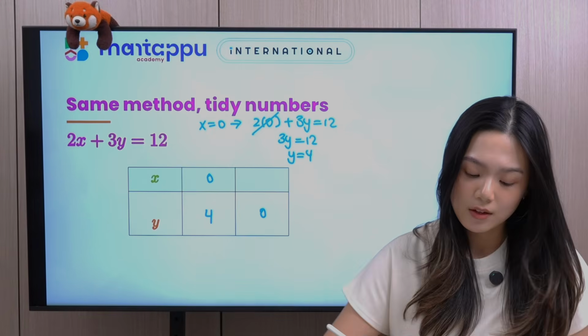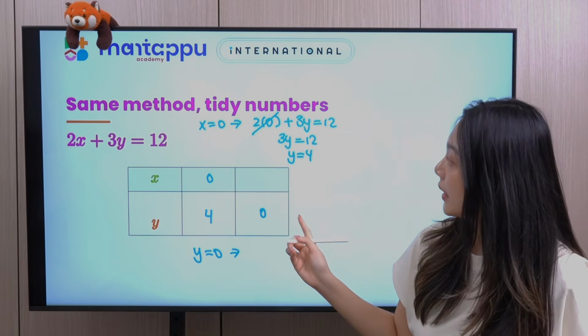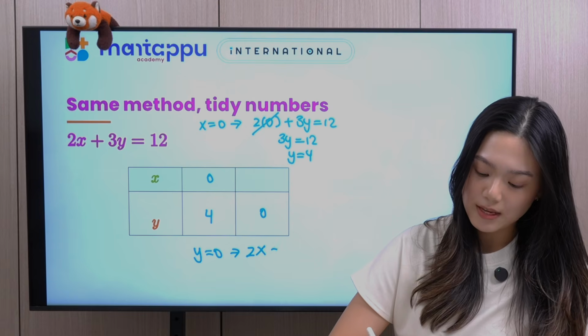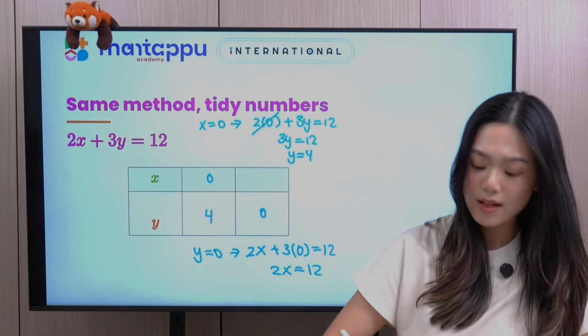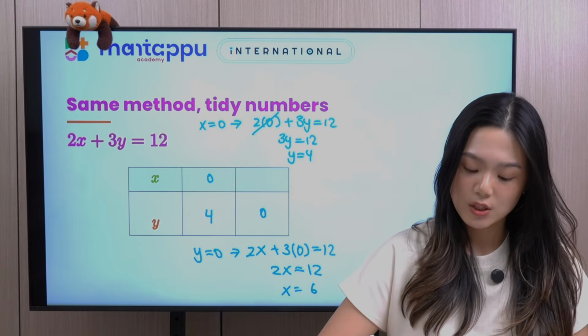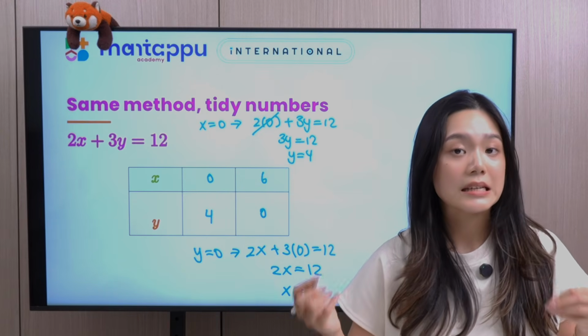And my other point when y is equals to 0. Then here I will have 2x plus 3 times 0 equals 12. That means 2x is equals to 12 and x is just 6. So we have 0, 4 and 6, 0.